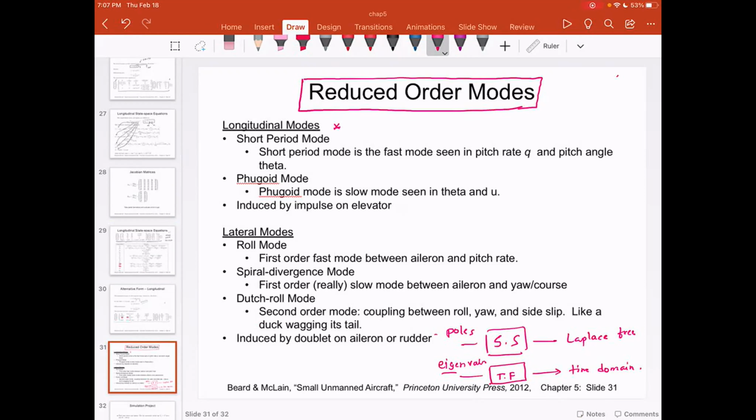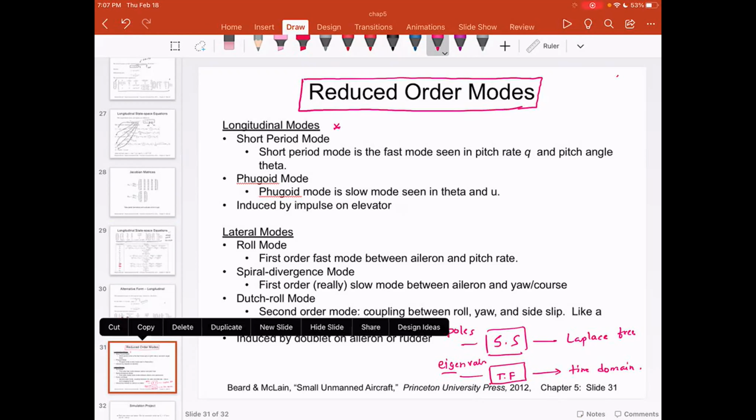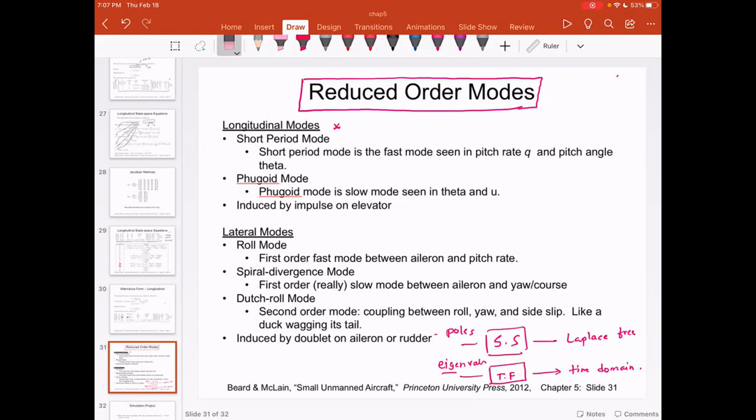Transfer function is controlled in Laplace domain. Oh, sorry, I made a mistake here. This is transfer function. Transfer function is controlled in Laplace domain, and state space is controlled in time domain. Yeah, good catch. Because transfer function will have S variable and state space will have T variable.